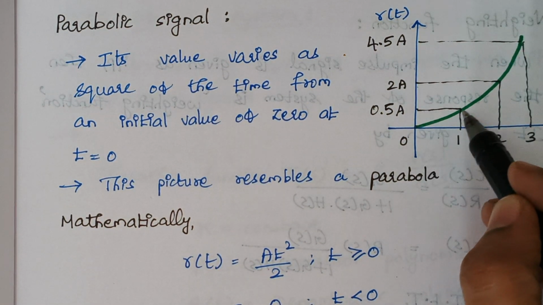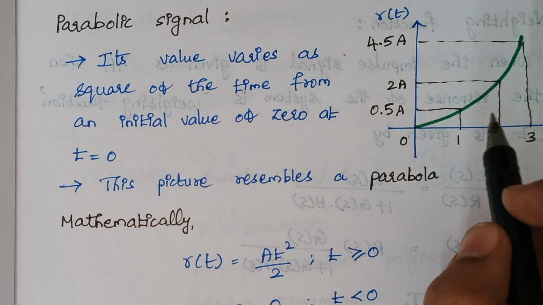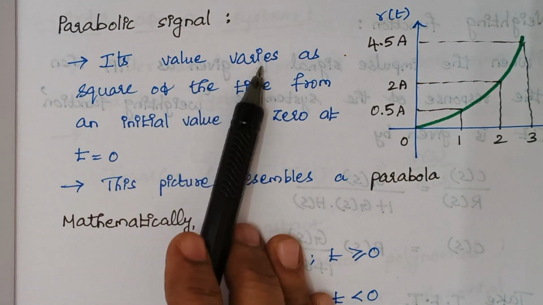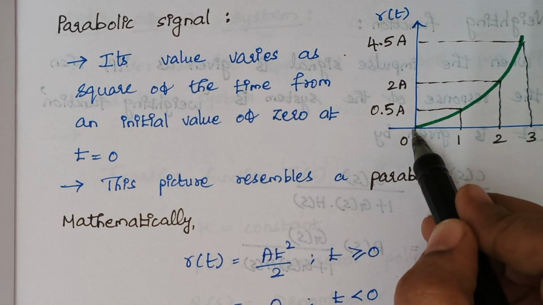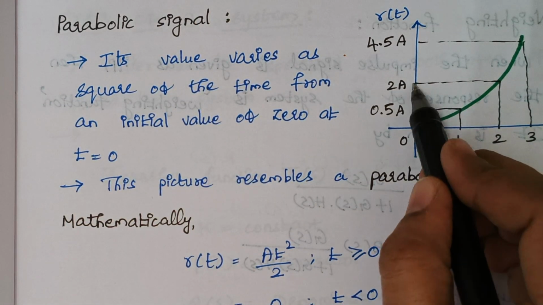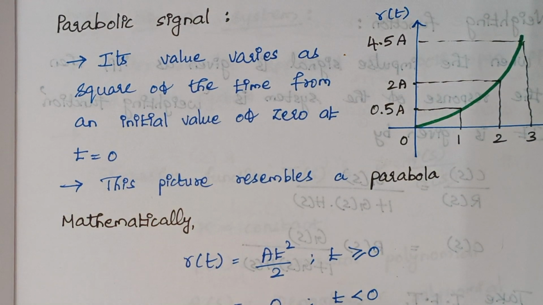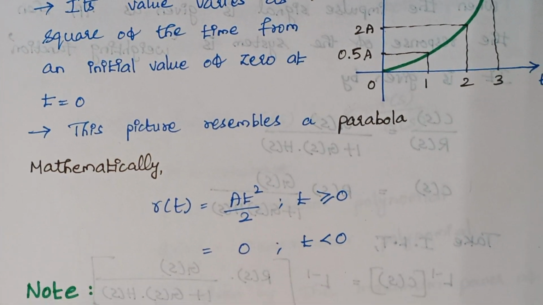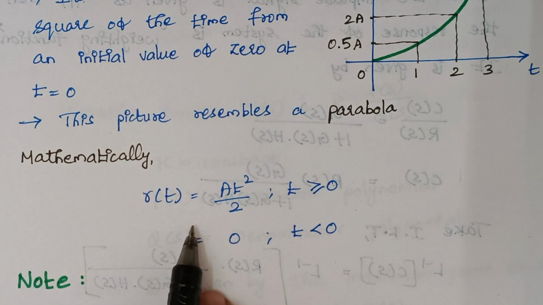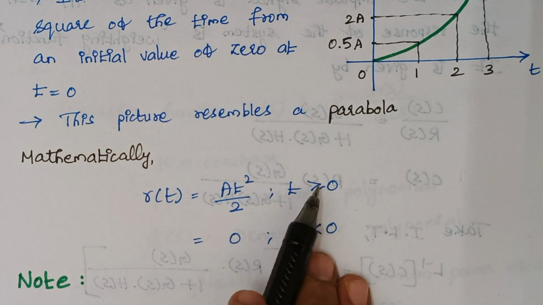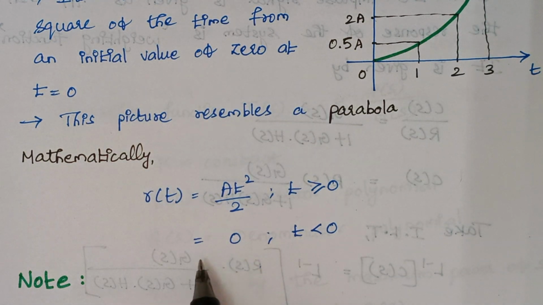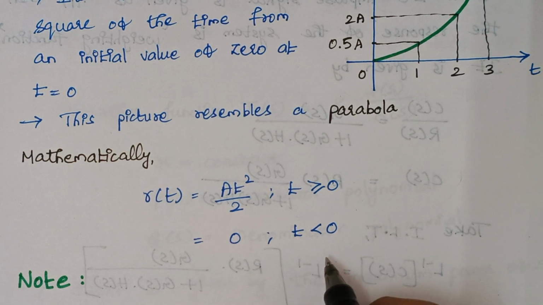That is, one half of the parabola is drawn here. So here the value varies as the square of the time. When we represent this mathematically, r of t is equal to a t square by 2 when t is greater than or equal to 0, and it is equal to 0 when t is less than 0.